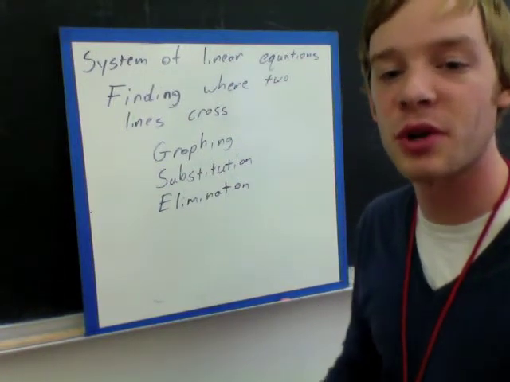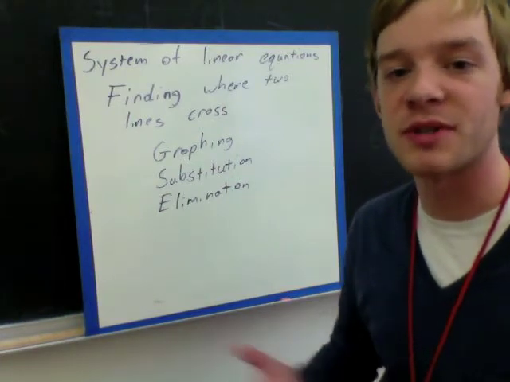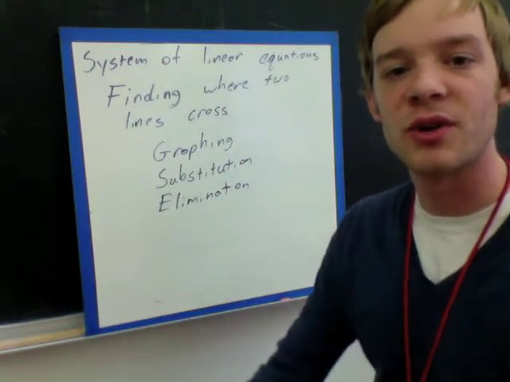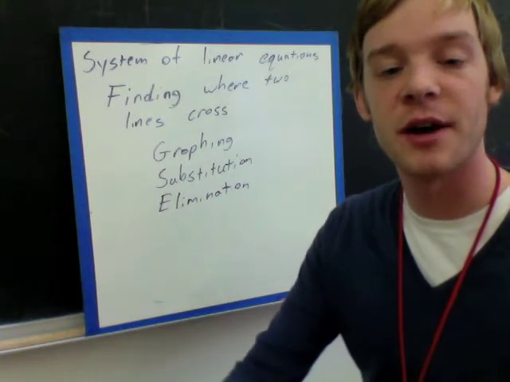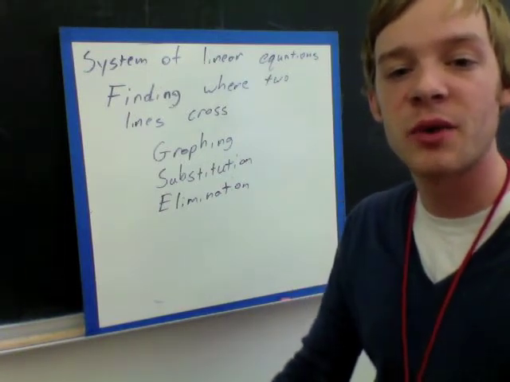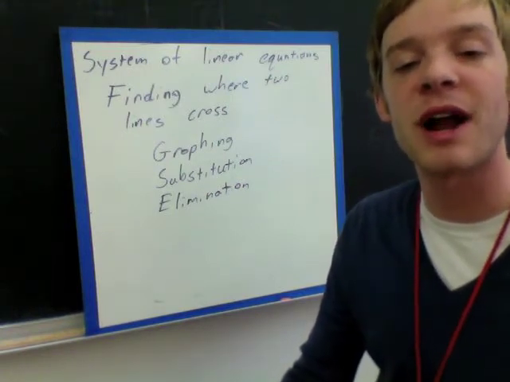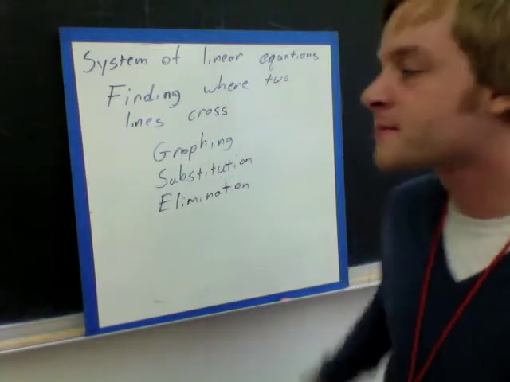The first one that we're going to learn about is graphing. This is where we graph each of our lines and we simply look. We see, okay, they cross right here where the two lines intersect. We also have substitution, which is an algebraic way of solving it. That means we're going to be plugging things into one equation and the other. We also have the elimination method, which is a little bit different, but it is still another algebraic way of solving a system of linear equations.